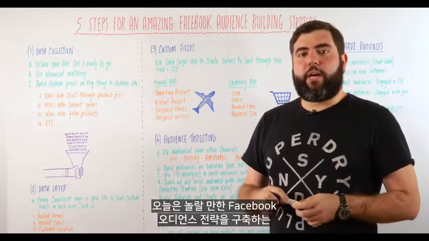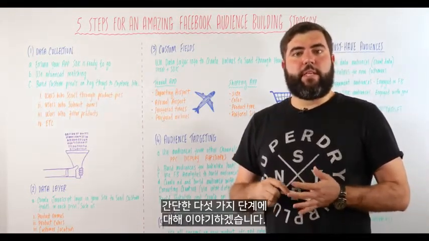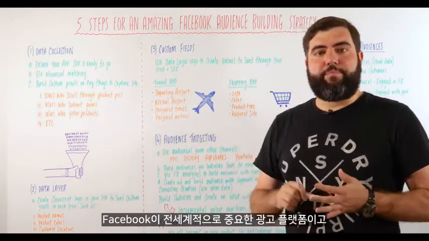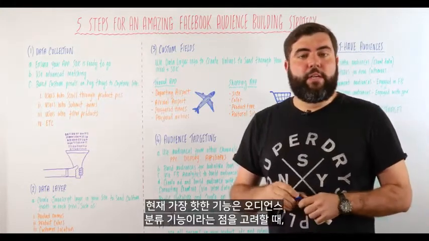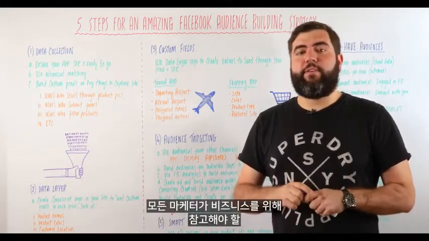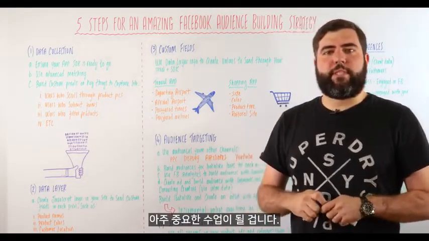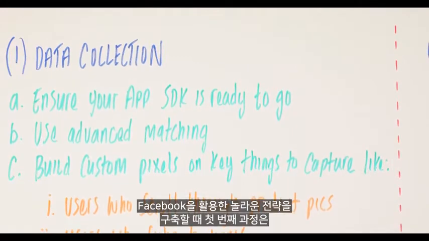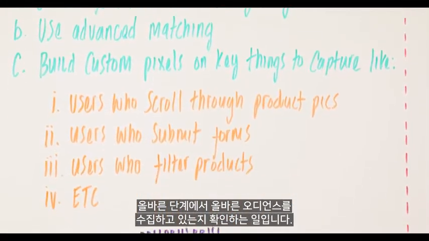And today we're going to talk about 5 simple steps to build an amazing Facebook audience strategy. Given the fact that Facebook is one of the main advertisers in the world and their key feature right now is how they can segment the audiences, this is a very, very important lesson that all marketeers should take home for their business. The first part when building an amazing strategy for Facebook is to make sure you're collecting the right audiences in the right steps.